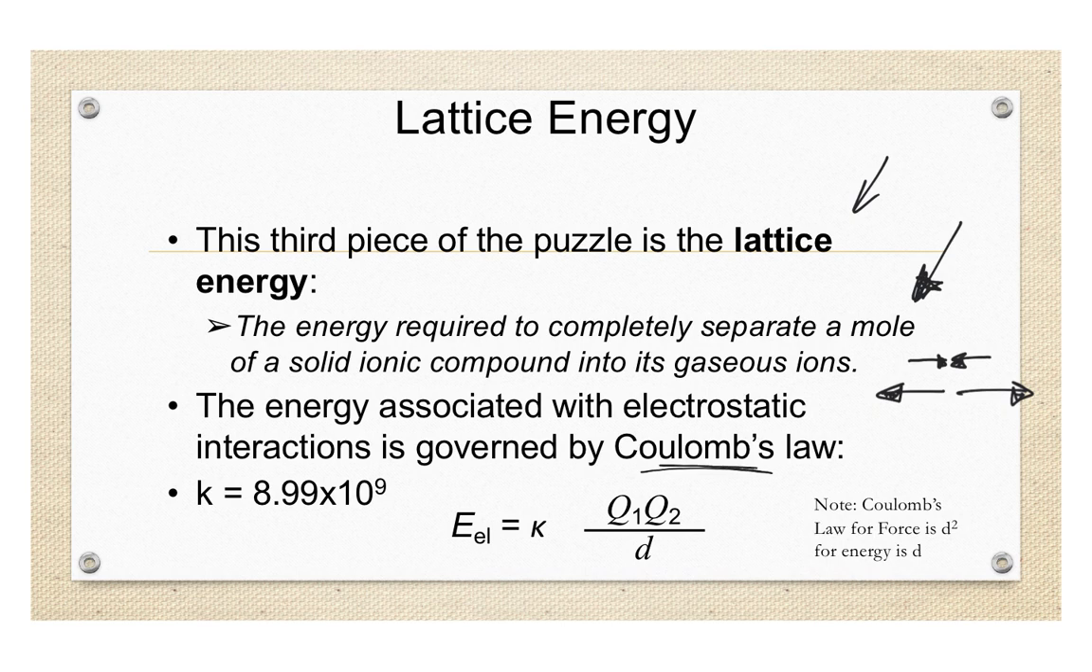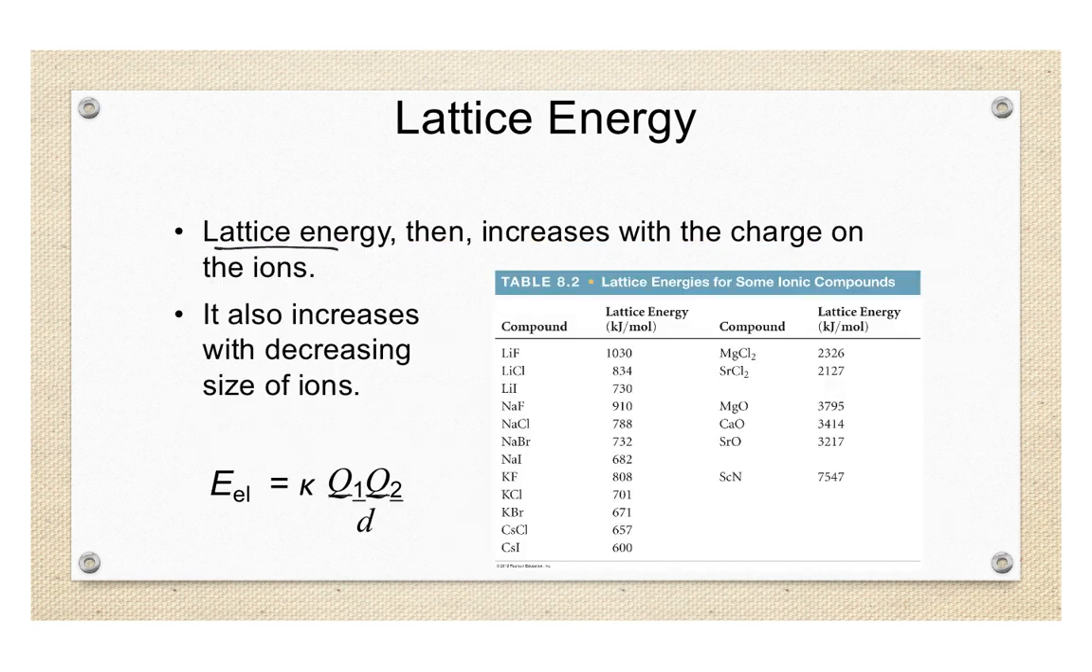Now, we learned earlier this year that when we're talking about the force involved by two charges being attracted to or repelled from one another, we have a d squared relationship on the bottom. But for energy, the bottom of this is just d. So in this particular case, the lattice energy is governed by the charges of the two ions, as well as the distance that they end up apart from one another. That means lattice energy increases with the charge on the ions.